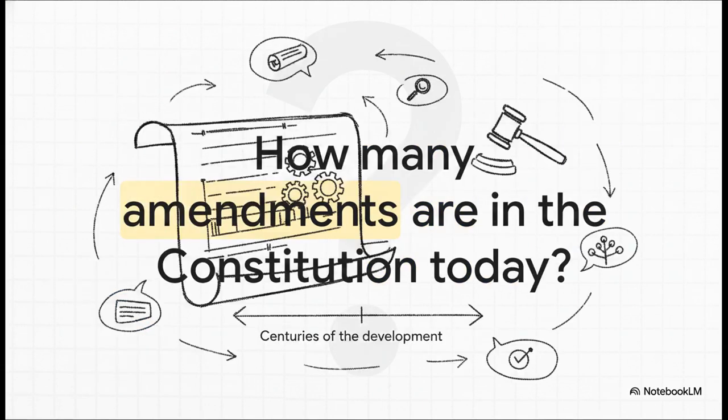Finally, I want you to do a little research and reflect on this homework question. Exactly how many times have we had to use that remodeling process to add amendments? It is such a great exercise to see how the living, breathing structure of this blueprint has actually grown over the centuries to protect individual freedoms.